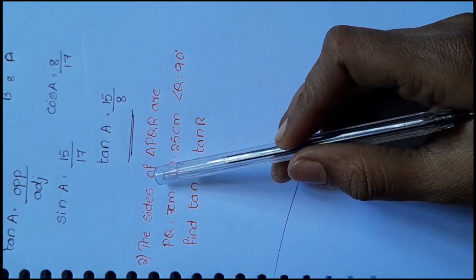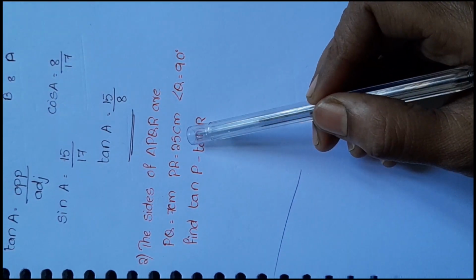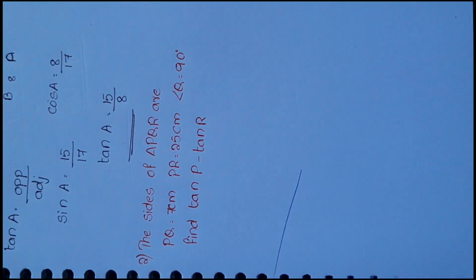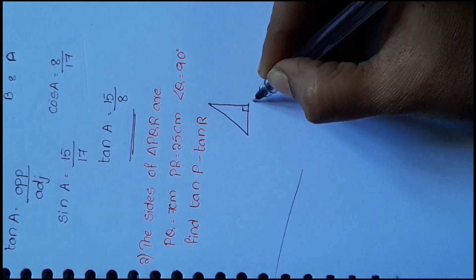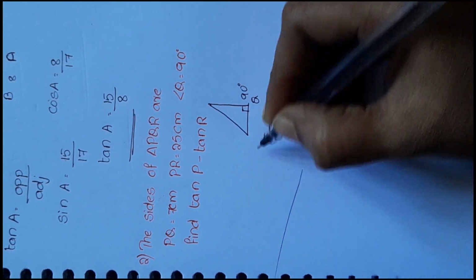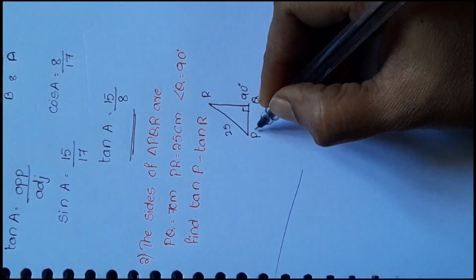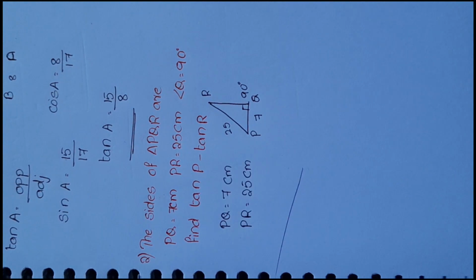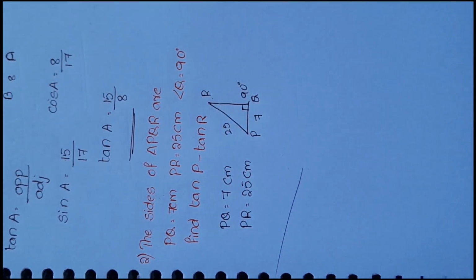Second question is, the sides of a triangle PQR are, PQ is equal to 7 centimeters, PR is equal to 25 centimeters, angle Q is equal to 90 degrees. Find tan P minus tan R. Now let us draw a right angle triangle with 90 degrees at Q. Let it be Q, which is 90 degrees, P and R. PR is given as 25 and PQ is 7 centimeters. In order to find out tan P minus tan R, initially we should find RQ value.